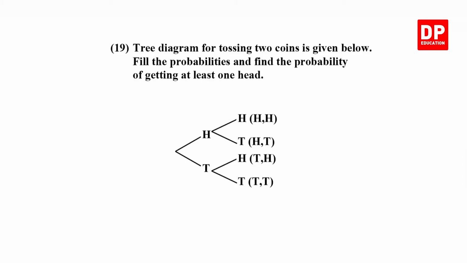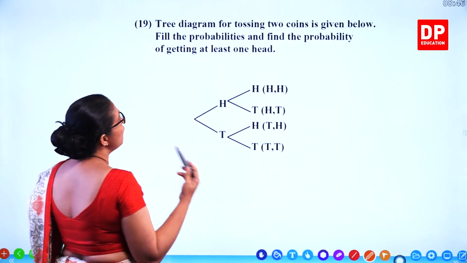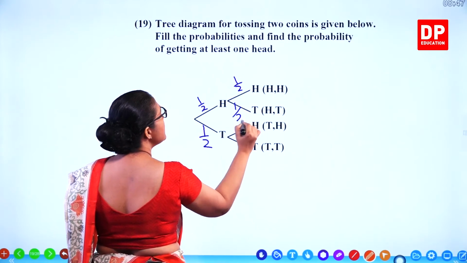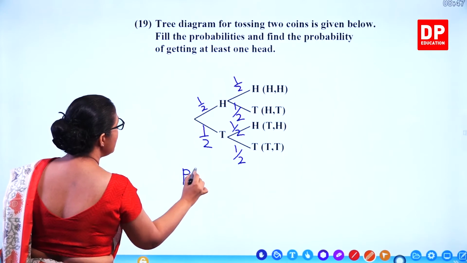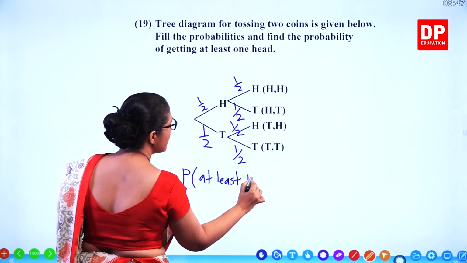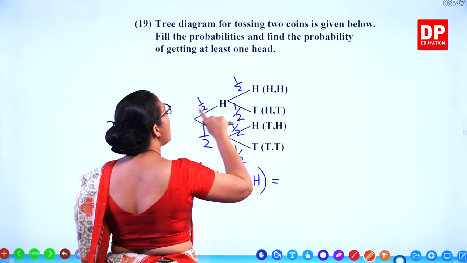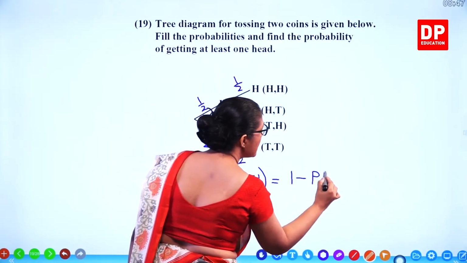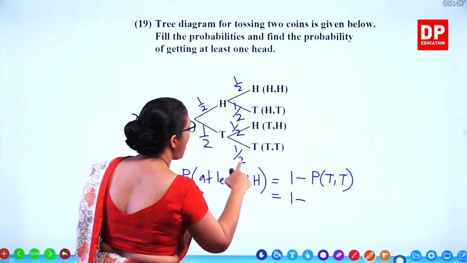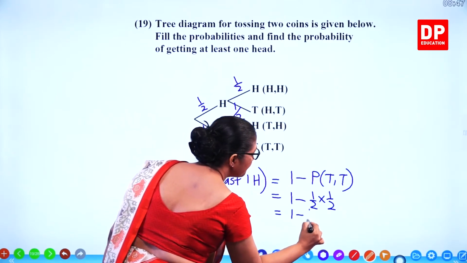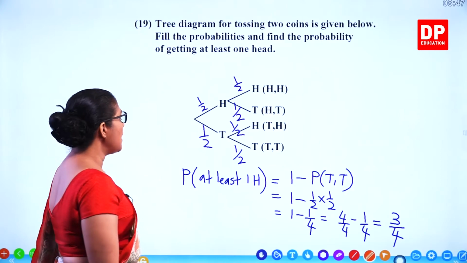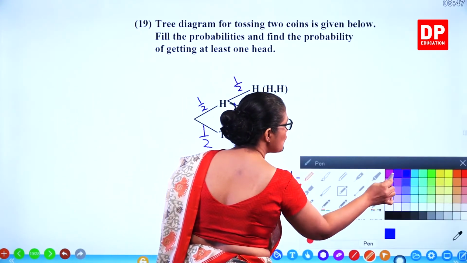Question number 19. A tree diagram for tossing 2 coins is given below. Fill in the probabilities and find the probability of getting at least 1 head. So we know if it's a fair coin, the probability of getting head is half. The probability of getting tail is also half. The second time you also get the same probabilities. So they are asking for the probability of getting at least 1 head. So that means you can take this path, this one, but not tail and tail. So you can easily find it with 1 minus the probability of getting both tails. So 1 minus half into half, that's 1/4. Convert to the same denominator, you get 3/4 as the answer. So that's the probability of getting at least 1 head. So 2 marks.